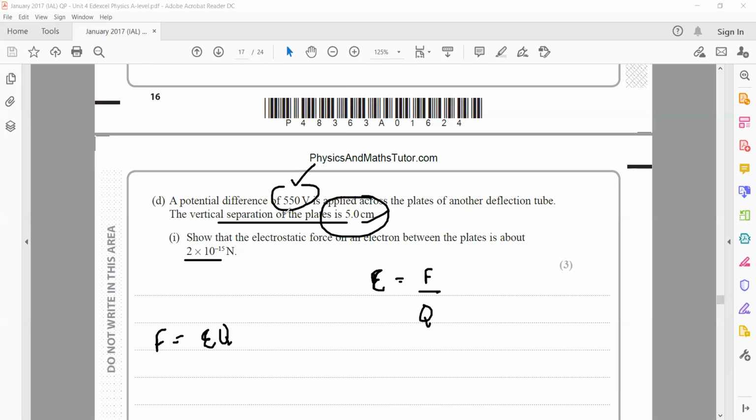The electric field strength is not given; sorry, the voltage is given. So you can work out the field. V is equal to ED, or E is equal to V divided by D. The voltage is given as 550, and the spacing is in centimeters, so convert into meters, which is 0.05. So you will get the electric field. After getting the electric field, because we are talking about the force on the electron, the charge on the electron is 1.6 × 10^-19. So we can work out the electrostatic force which this electron will experience, equal to 2 × 10^-15 newtons. Is it clear?